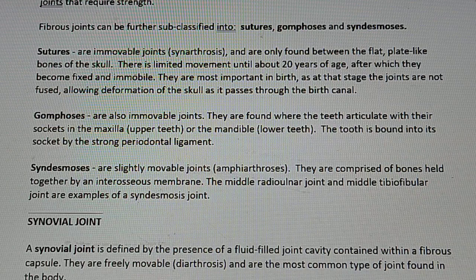Now the syndesmoses are slightly movable joints. They are also called amphiarthrosis. They are comprised of bones held together by an interosseous membrane. The middle radioulnar joint and middle tibiofibular joint are examples of a syndesmosis joint.